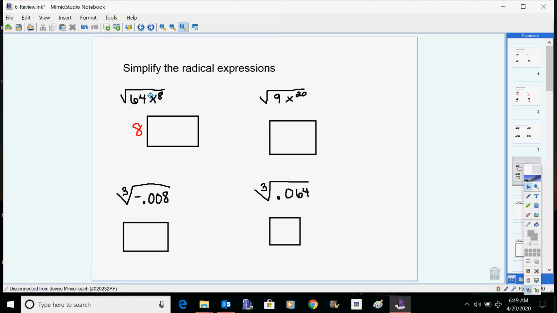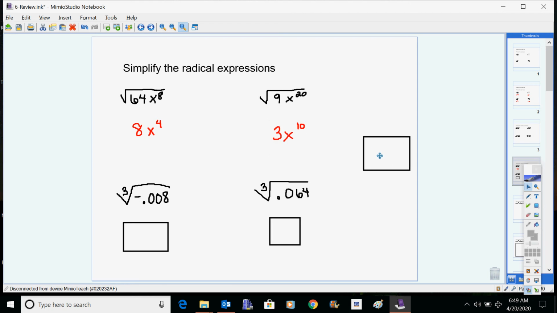There are 4 groups of x's here, so x to the 4th. Exponent divided by index. 20 divided by 2 would give you 10, and of course square root of 9 is 3. We don't need a plus or minus here. Only time you need that is if it says to find all of the real roots, but simplifying the radical expressions doesn't imply that, so you don't need the plus or minus.